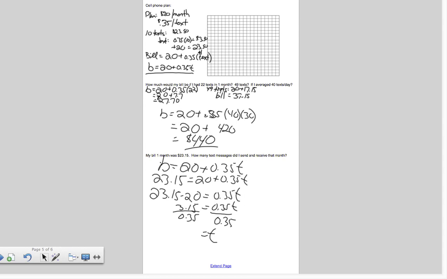So T is equal to 3.15 divided by 0.35. Are you guessing or do you know for sure? So 9. Therefore, 9 texts.